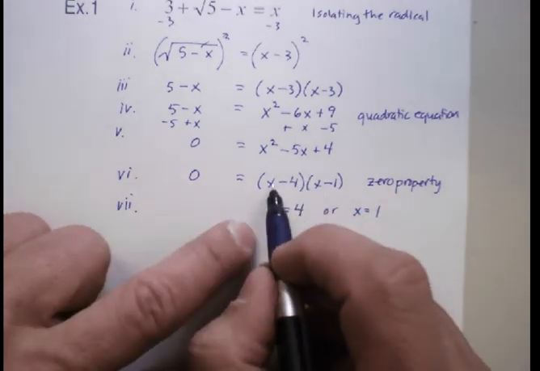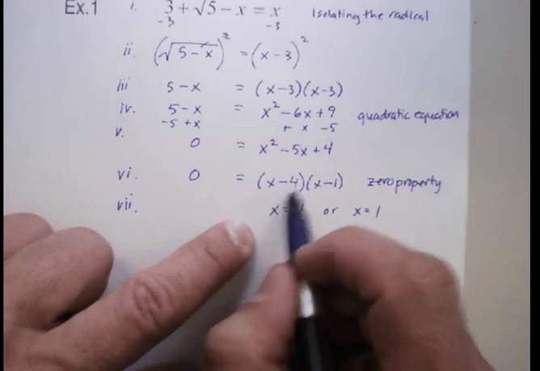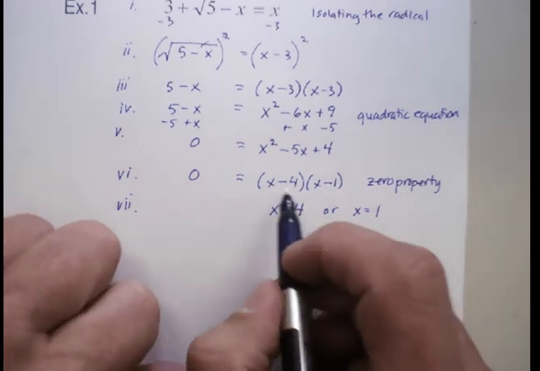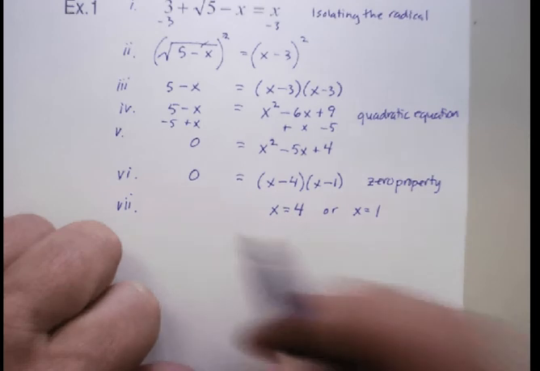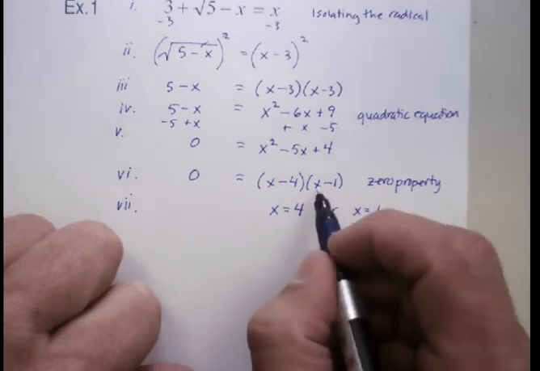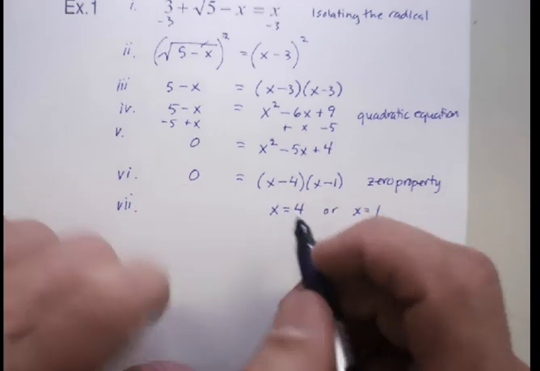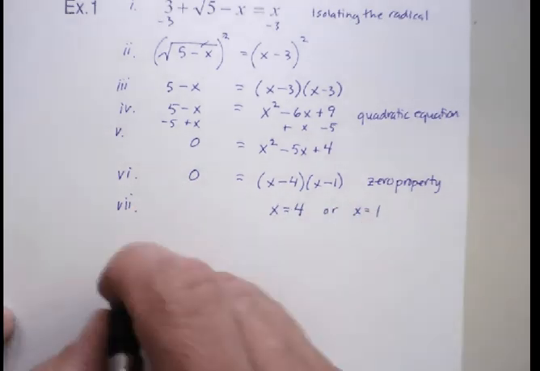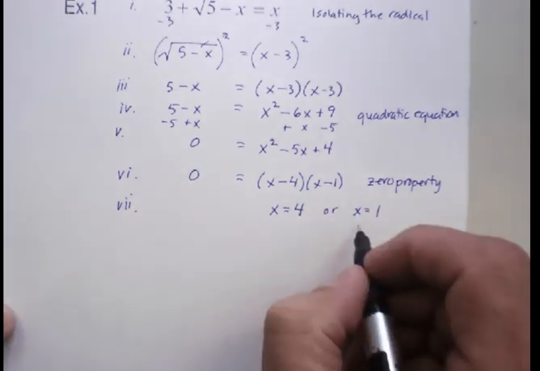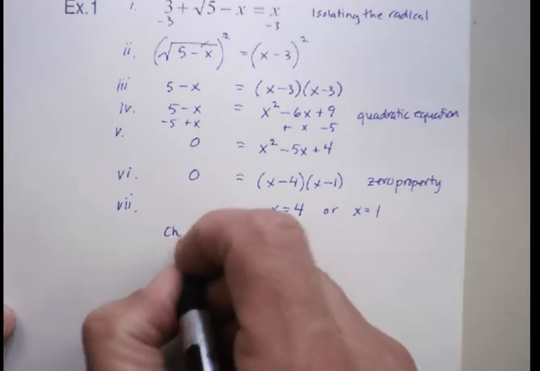So if I put 4 here, you get 4 minus 4, or 0, and the 0 property comes into play. This times 0 gives you 0. Or if I put in 1, this becomes the 0, and it's 0 times this gives you 0. So again, 0 property works. Now we're not finished. What we need to do now is to check our answers.